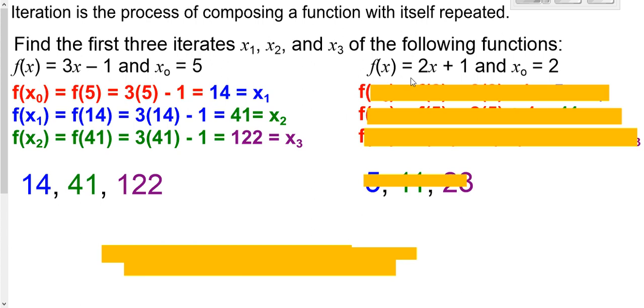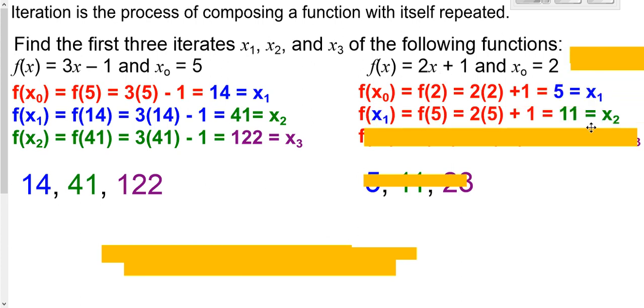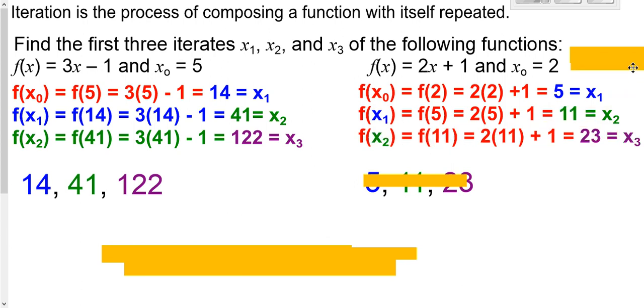Try to do this one here quickly on your own. So you're going to take 2, plug it in. 2 times 2 plus 1 is 5. So 5 is your first term. Take 5, plug it in. 2 times 5 plus 1. And that's 11. That's your second term. Take 11, plug it in. 2 times 11 plus 1. That's your next term, or your third term. So we have 5, 11, and 23 for your next 3 terms.